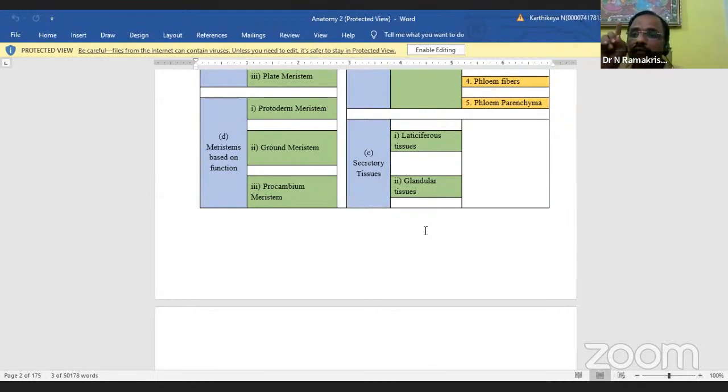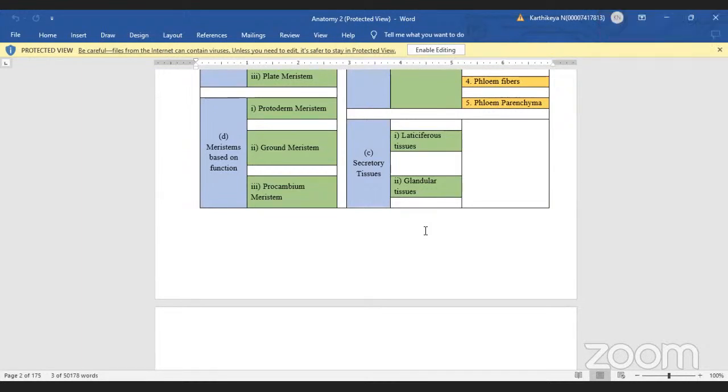This type of tissue, we call a secretory tissue. Is it clear now? Yes, one more important thing. Yes, sir.